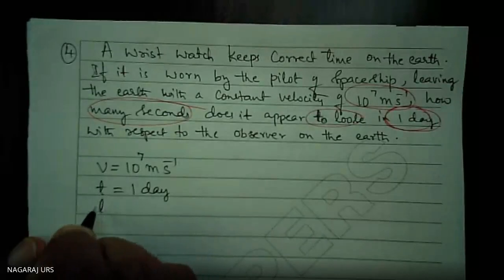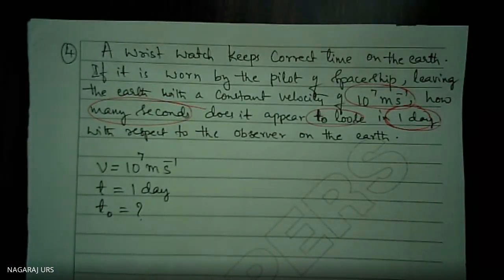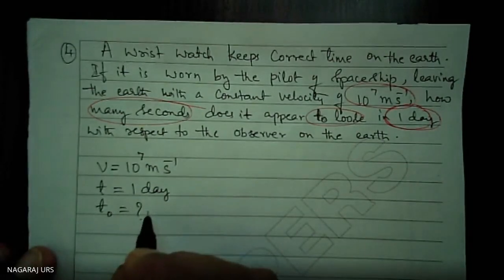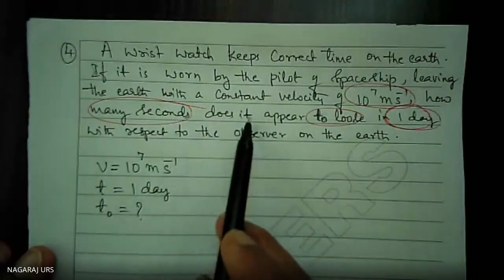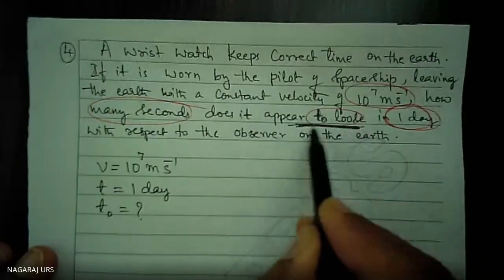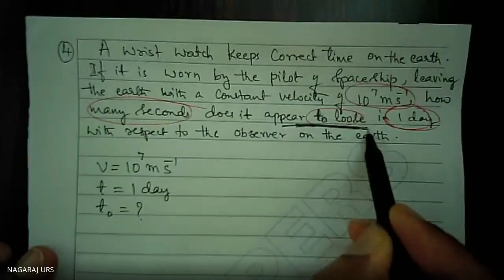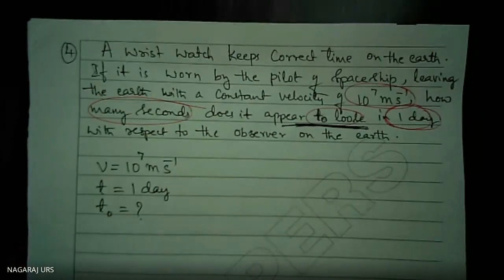T naught is equal to how much? Simple question. But the only thing is, we are supposed to calculate this T naught in terms of how many seconds it loses. How many seconds it loses, that we are supposed to calculate. Not this also. Afterwards we can think about that. Okay. Yes, one by one now.